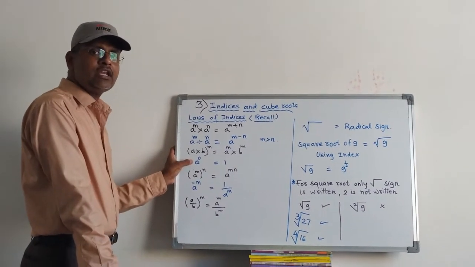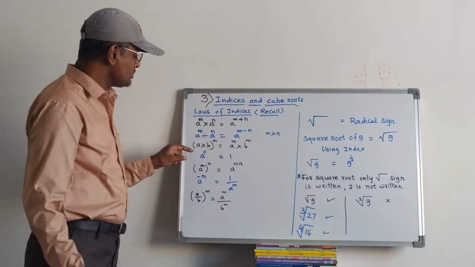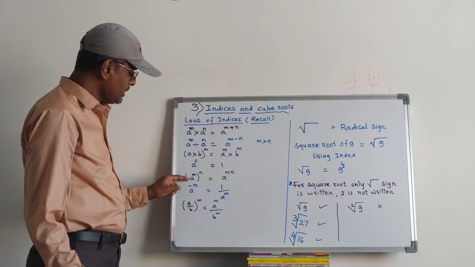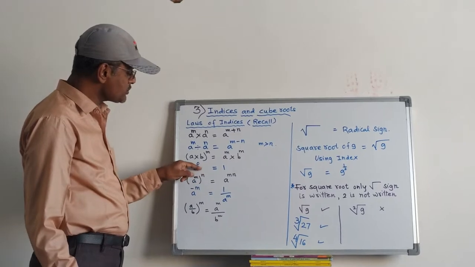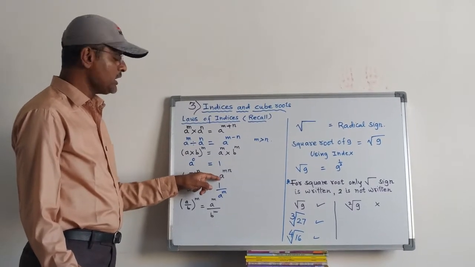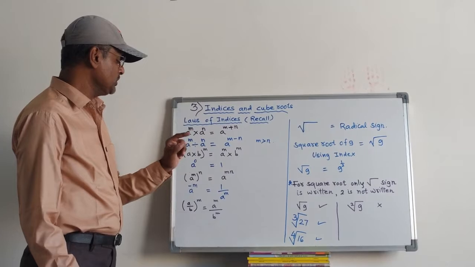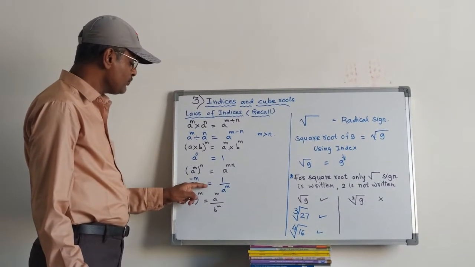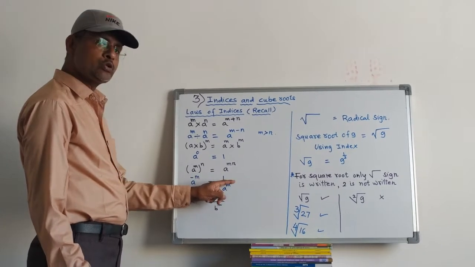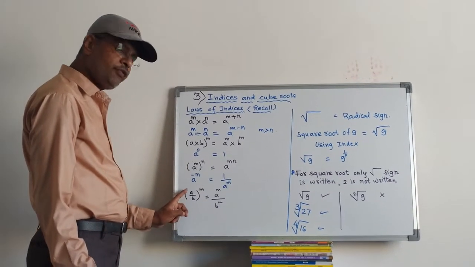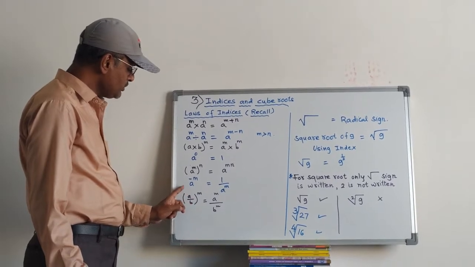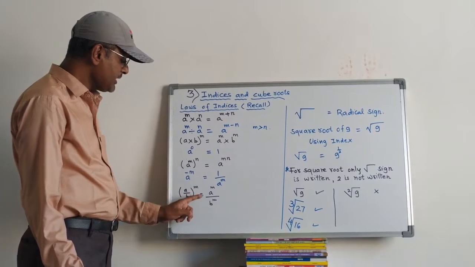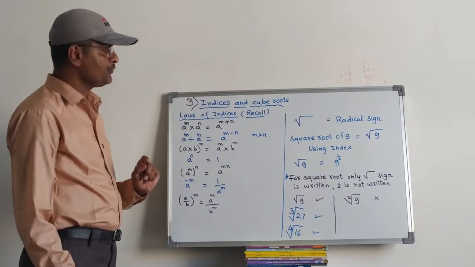0 power of any number is always 1, so a raised to 0 is 1. This is called power of power. A raised to m bracket raised to n is equal to a raised to m into n. Now negative power. A raised to minus m is equal to 1 upon a raised to m. If it is division, a upon b bracket raised to m, then it will be a raised to m divided by b raised to m.